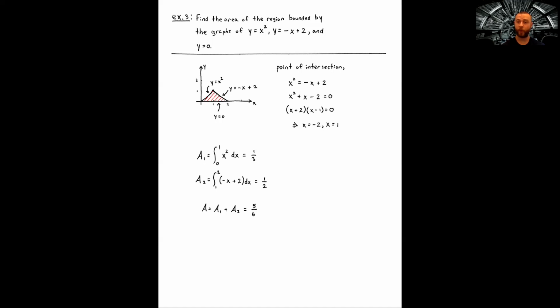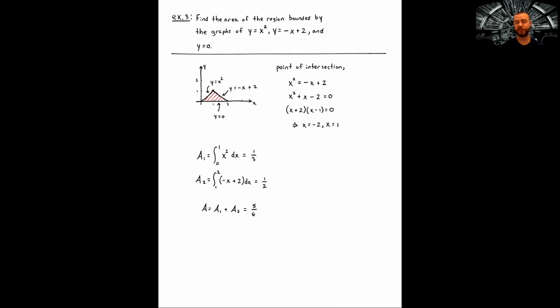Those two functions, y equals x squared and y equals negative x plus 2, they intersect. Hopefully you found those intersection points. Simple quadratic equation. You should find that those points of intersection come out to be -2 and 1. Since we're looking at a region here, where the bounding region occurred in the first quadrant, we can forget about x equals -2. And then we just consider x equals 1.